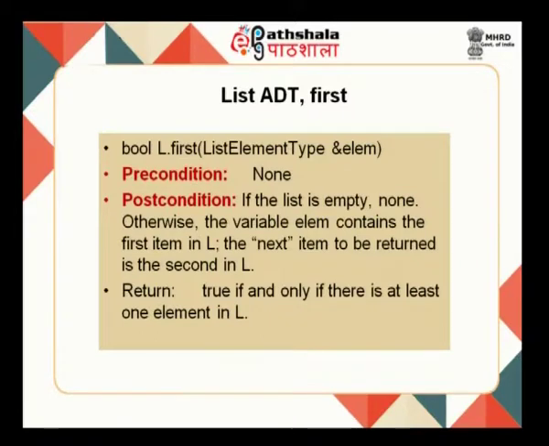Next you have the Boolean first, which means it will return the first element; there is no precondition. The postcondition is: if the list is empty, nothing will be returned; otherwise the variable element contains the first element in L, and the next item to be returned is the second in L. This will return a true value only if there is at least one element in the list. If there is no element in the list, it will not return a true value. You can define it as Boolean, though it need not necessarily be defined as Boolean.